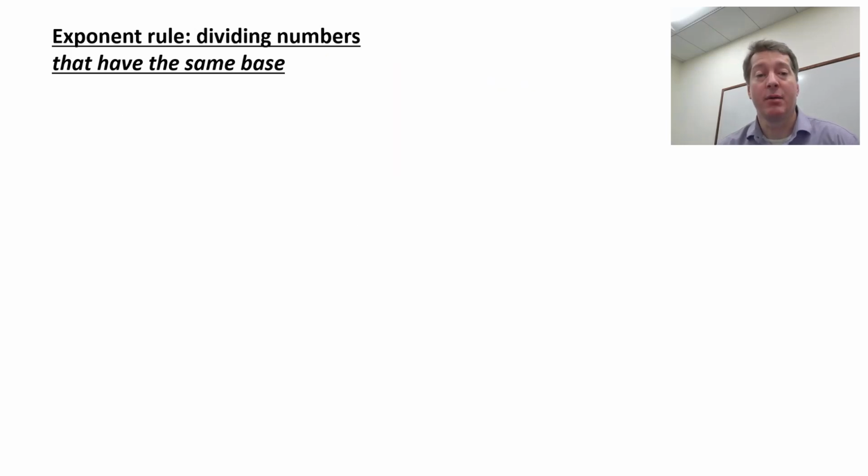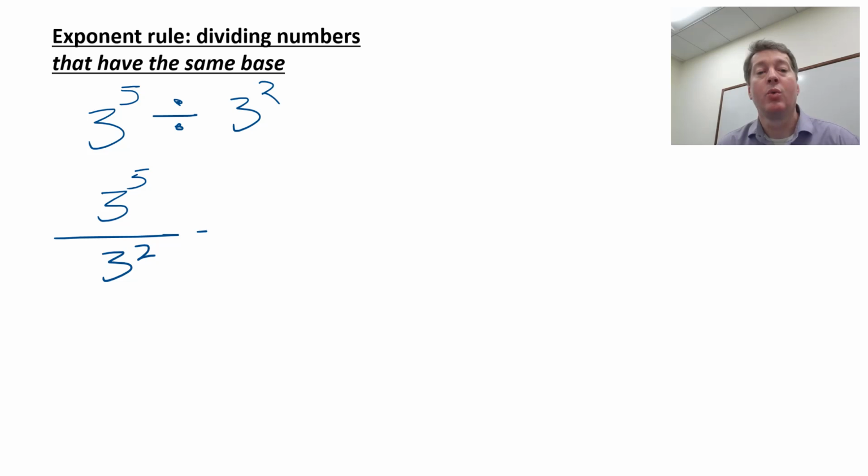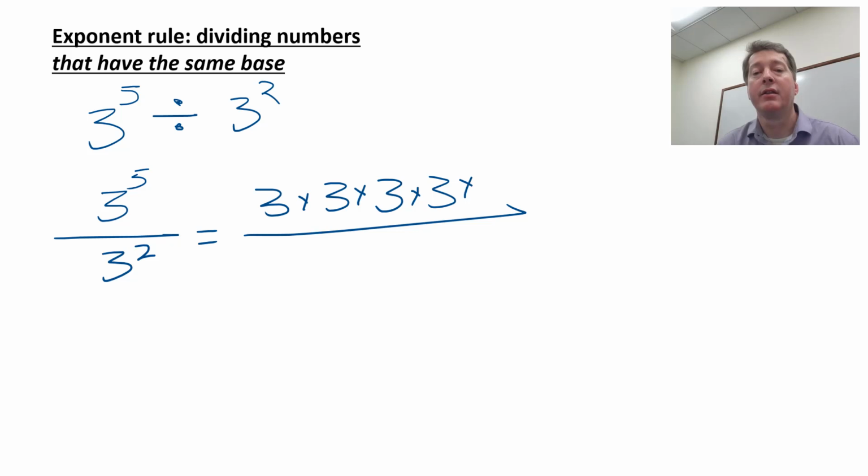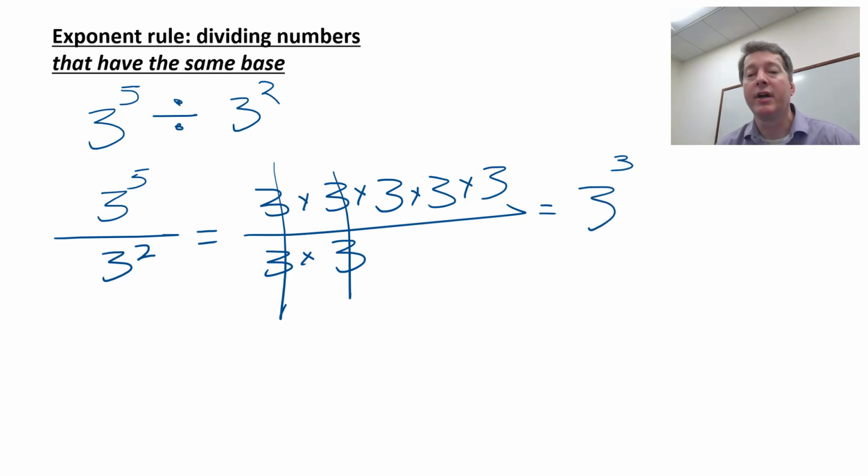How about dividing numbers that have the same base? So suppose I had 3 to the 5th divided by 3 squared. That's the same thing as 3 to the 5th over 3 squared. What's that? Well, in the numerator, I have 3 times itself 5 times, and in the denominator, I just have 3 times itself twice. So I can cancel 2 3's on the top, 2 3's on the bottom. I'm left with 3 to the third. I am left with 3 to the what? To the 5 minus 2. So when you divide, you subtract the exponents.